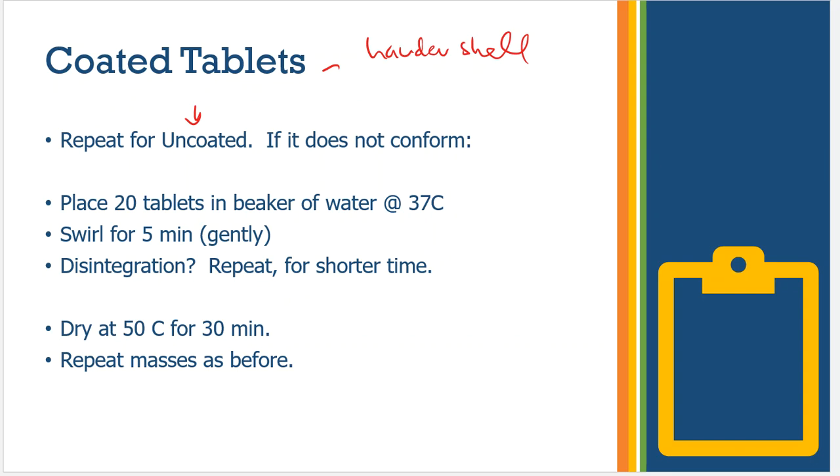So this part 2 is not as difficult as the capsules because there's really nothing that we can break apart and empty the inside contents out of. This is a shell that is hard pressed on these tablets. So what happens here is that we place 20 tablets in a beaker of water at 37 degrees. Think dissolution here. If you've done the dissolution test, 37 was the temperature that we talked about. So those 20 tablets go into a beaker of water at 37 degrees, and we're going to swirl them just a little bit.